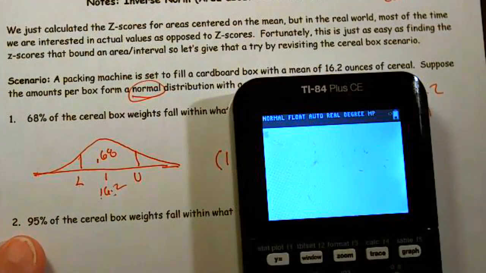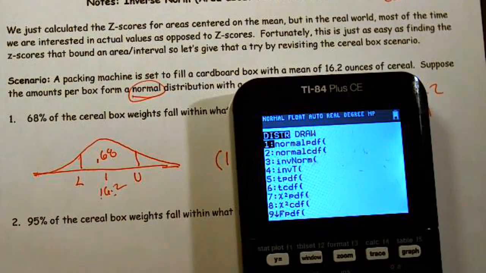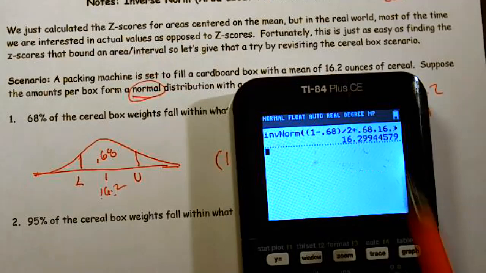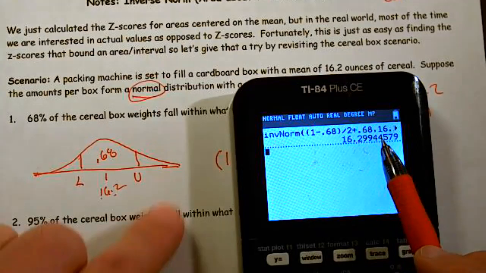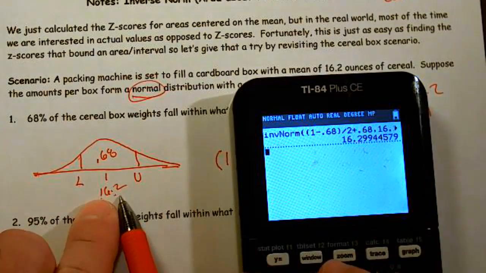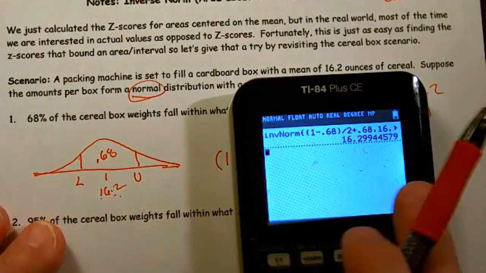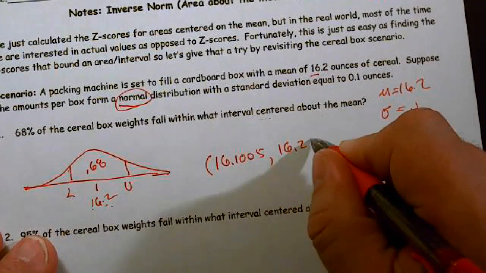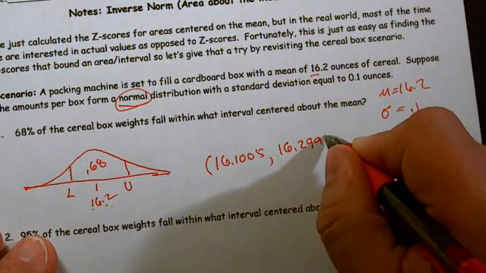Now we're going to come back and do second vars, inverse norm, and we're going to add 0.68. When we do that, we end up getting 16.299. Does that make sense? Well, upper is above 16.2, and that value is above 16.2. So 16.2994.